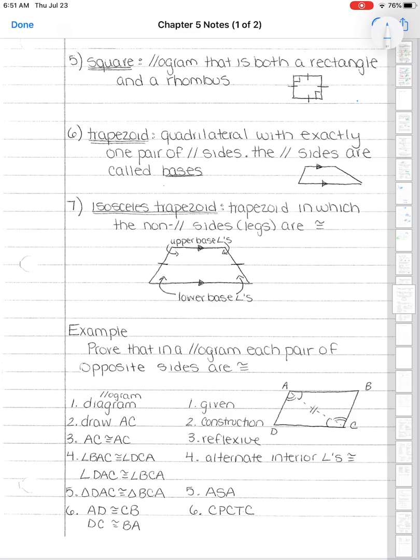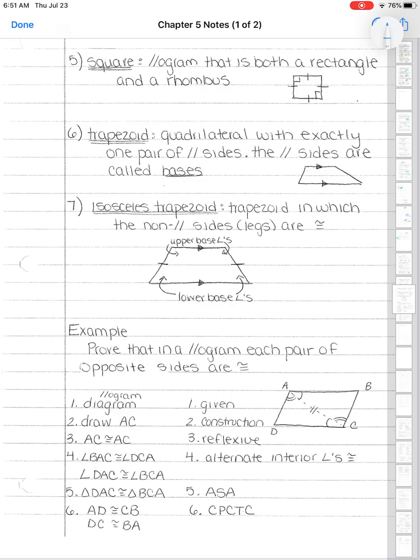Then we have a square, which is a parallelogram that is both a rectangle and a rhombus. So what that means, a parallelogram, opposite sides are parallel. Rectangle, all the angles are right angles. And a rhombus, all the sides are congruent. So we're sort of pulling from each of the figures and combining it all into one shape.